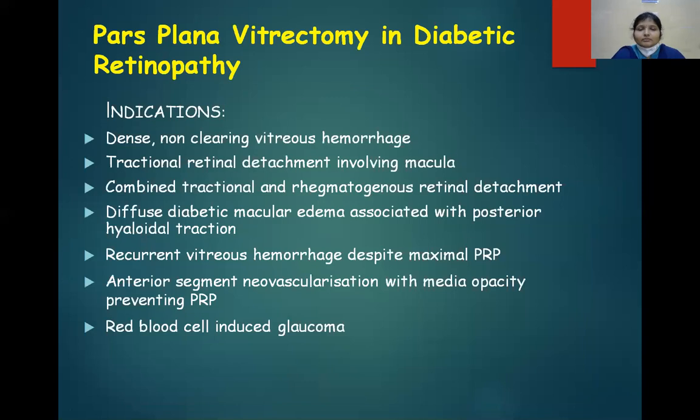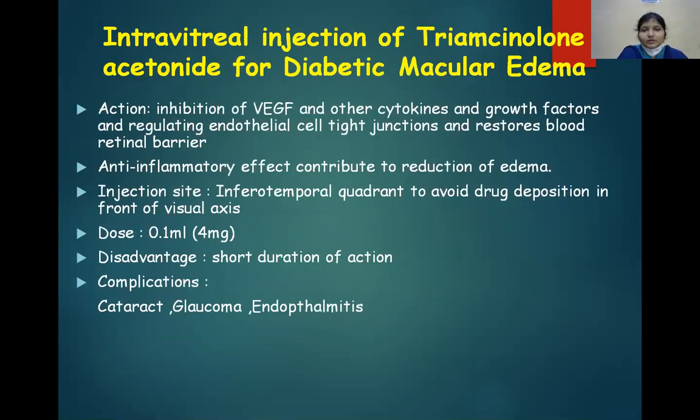Next, coming to pars plana vitrectomy. So the indications for pars plana vitrectomy are when the vitreous hemorrhage is dense and non-clearing, or there is tractional retinal detachment involving the macula, or when there is combined rhegmatogenous as well as tractional RD, and diabetic macular edema is present with posterior hyaloid traction, or when there is recurrent vitreous hemorrhage despite doing maximal pan-retinal photocoagulation, and anterior segment neovascularization is present with media opacity, because of which we are not able to do PRP, or when there is red blood cell induced glaucoma. So all those are indications for vitrectomy.